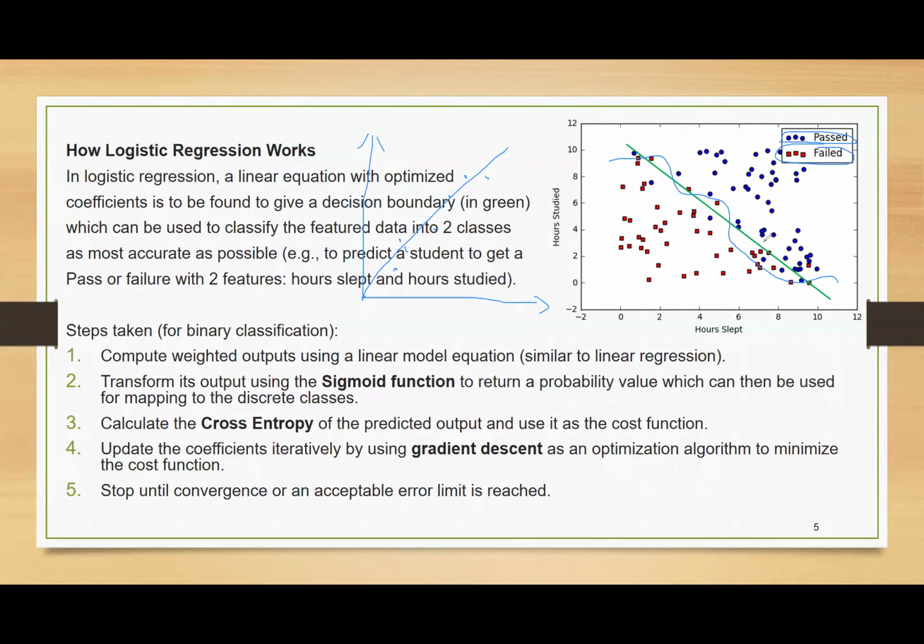Okay, in this example, it's plotting the sleeping hours that students slept and the hours students studied. In this plot, we can see that students who study more and sleep more have a higher possibility of passing the course. Right, so it doesn't matter if you don't sleep, as long as you study you will have better performance in the class.